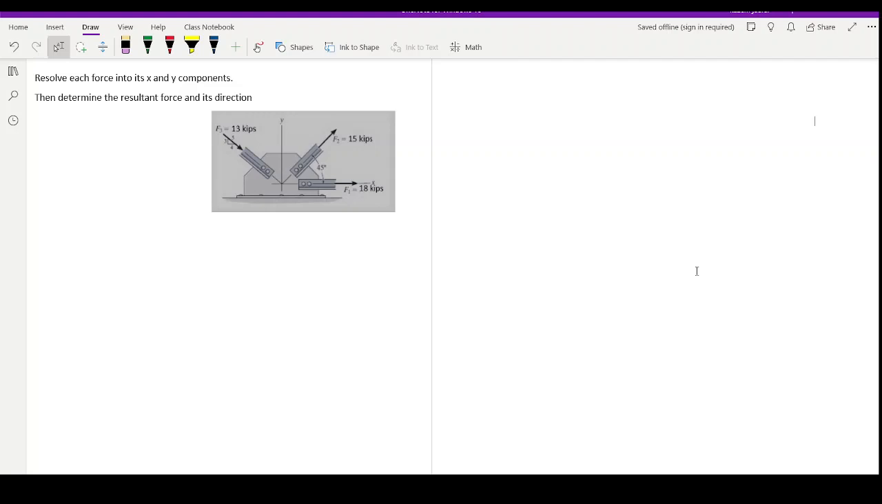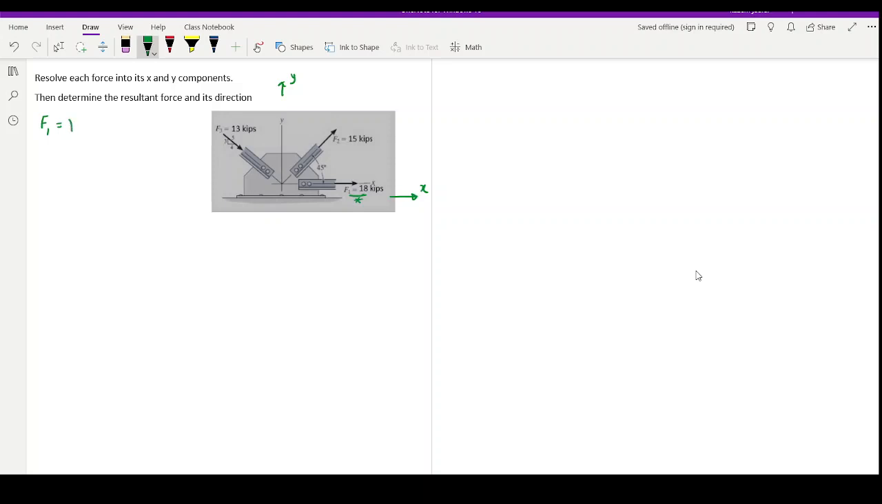Resolve each force into its x and y components. That means that we are going to show the x component of each force and the y component of each force. We have three forces, F1, F2, and F3. I start with F1. F1 is equal to, so it has just one component because it's acting in the x direction.